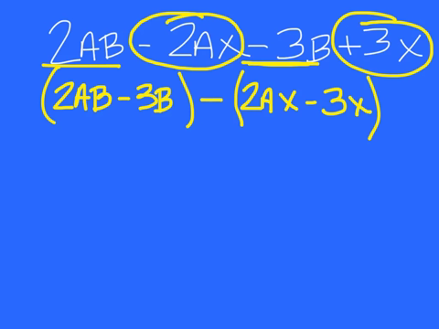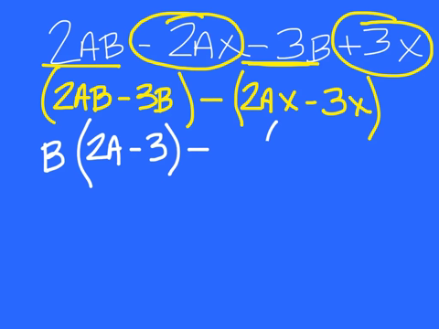Well, look at the first group. What does the first group have in common? Yeah, it has a b, and I don't see much else. So b times what is 2ab? 2a. And b times what is 3b? 3. Now over here, what can I take out of the second group?